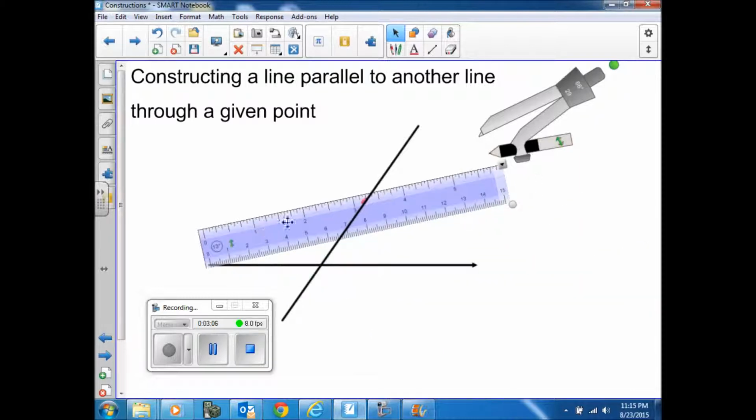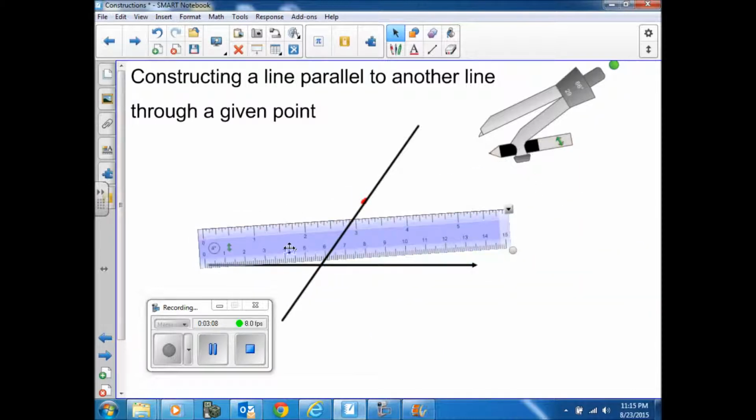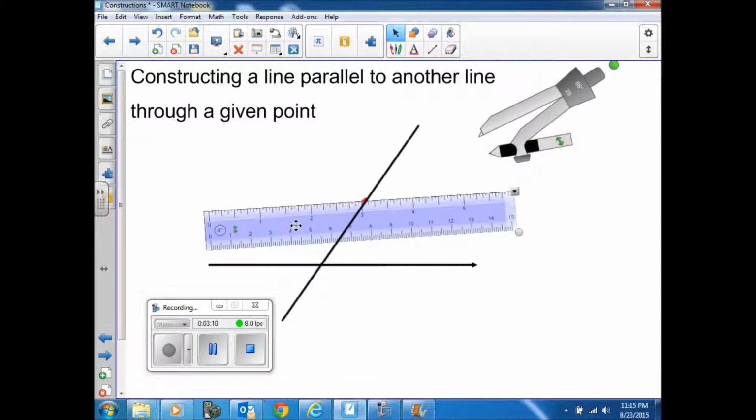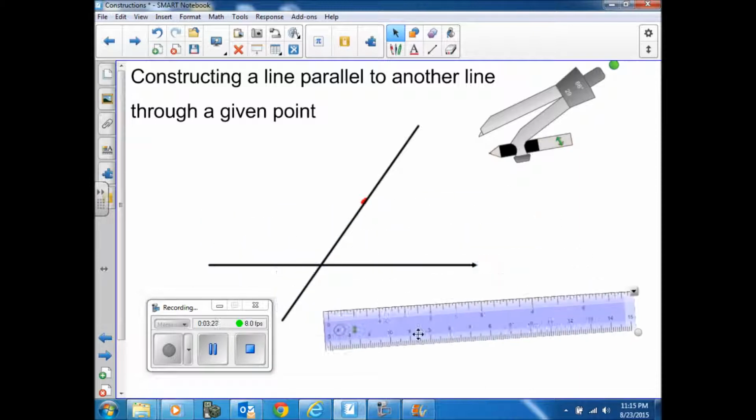Well, again, I could just try and give it my best shot by drawing a line, but there's only one line that's going to go through that point that's going to be parallel to this line, the original one we were given. There's only one. There's not multiple lines we could draw that are parallel. There's only one, and we need to construct it. We don't want to just guess.